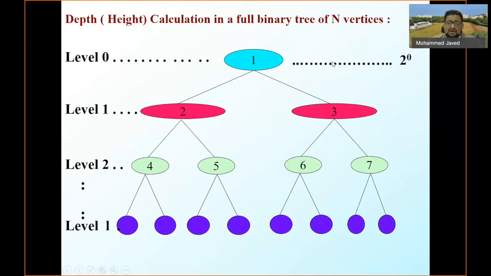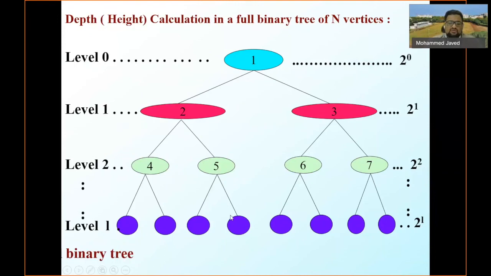So now in this, how many number of nodes at level 0? They are 2 power 0 nodes. At level 1, 2 power 1 nodes. And at level 2, 2 power 2. Similarly, at level L, it is 2 power L nodes.